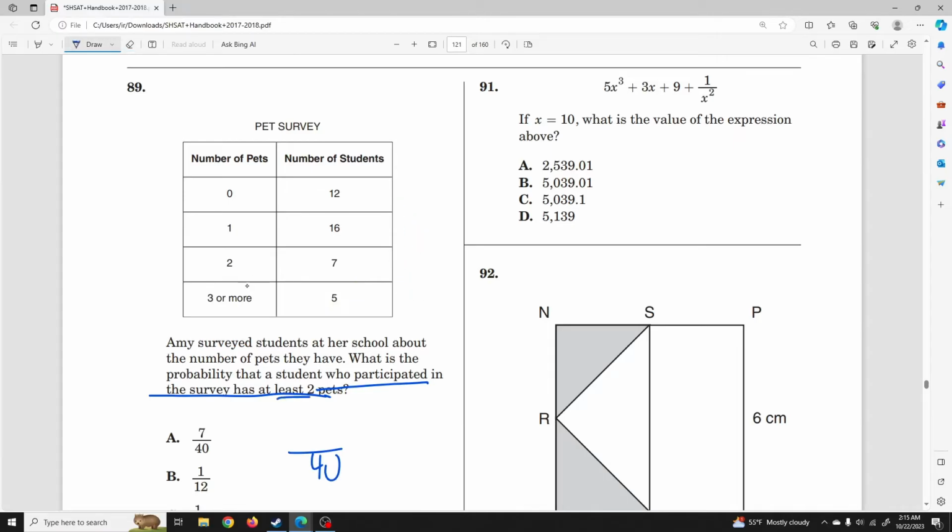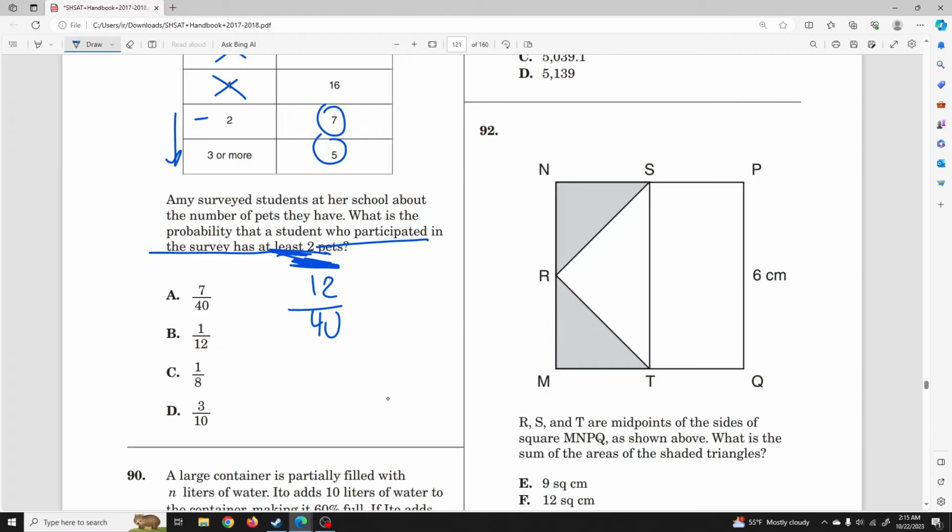What at least means is the smallest number they can have is 2, right? So if the smallest number is 2, we just eliminate 1 and 0. So the smallest number is 2, and anything greater than 2. So the smallest number of students who own 2 pets is going to be 7, and of course we're going to count 3 or more. So here we have 12 over 40, which is the same thing as 3 over 10, if we just divide both sides by 4.